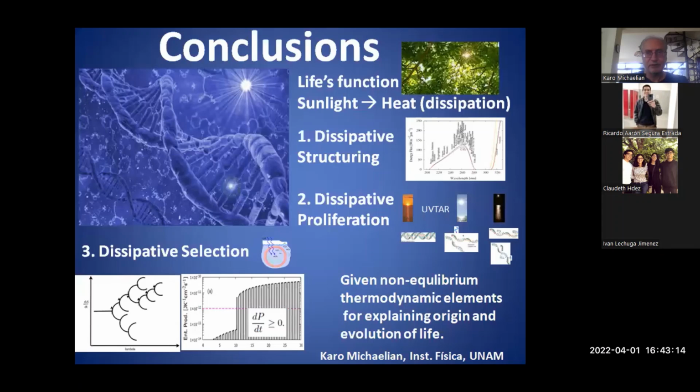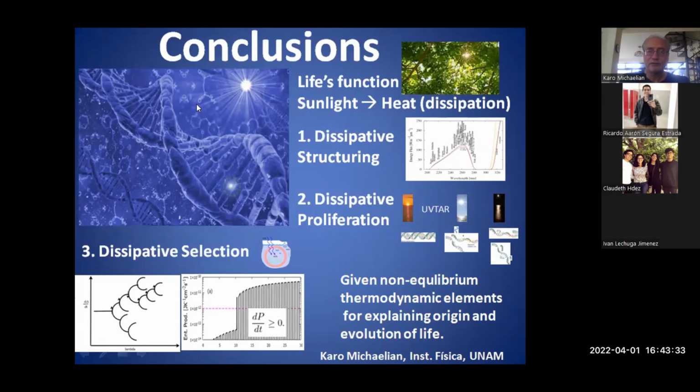Okay, so let me just conclude because we're going to run out of time in about 2 minutes. So life's thermodynamic function then is to convert sunlight into heat, which is known as dissipation. That's what it's doing today with the leaves in the plants, the pigments in those leaves, which are absorbing sunlight and dissipating it into heat.